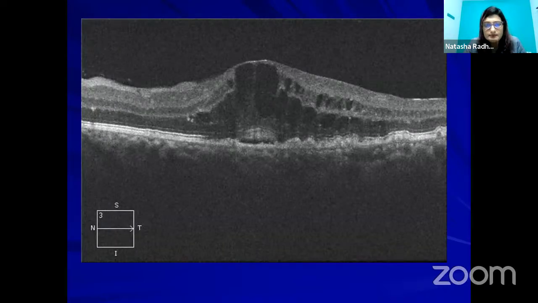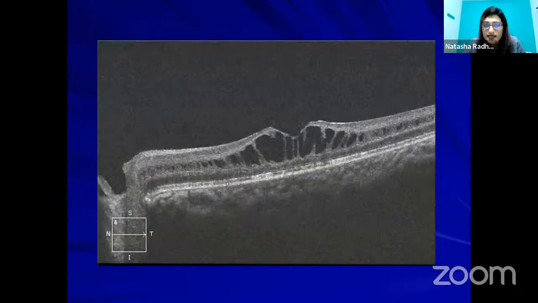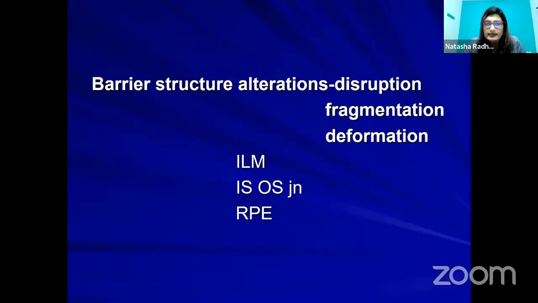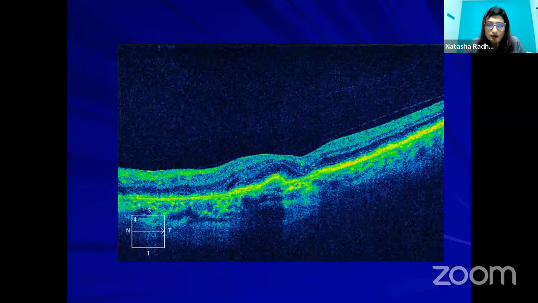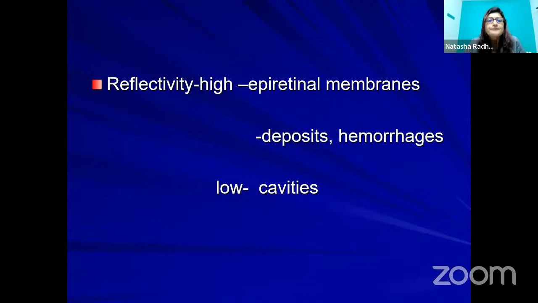So you can have, like in this picture, all the layers of the retina being involved, or you can have just the inner layer being involved, as in the ischemic picture. And you can have barrier structure alteration. So what are the barrier structures that we are looking at? The internal limiting membrane, the ISOS junction, and the retinal pigment epithelium. This can be disrupted, fragmented, or deformed. So disruption, fragmentation, deformation of the barrier structures also should be taken into account. Here you can see that the retinal pigment epithelium is deformed.